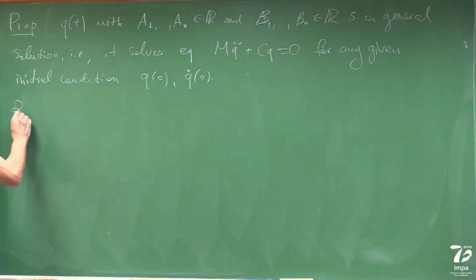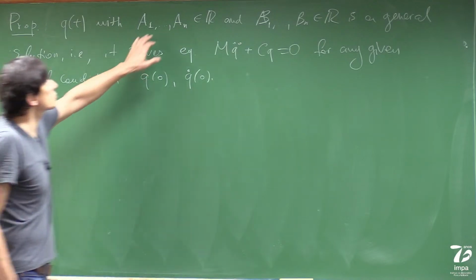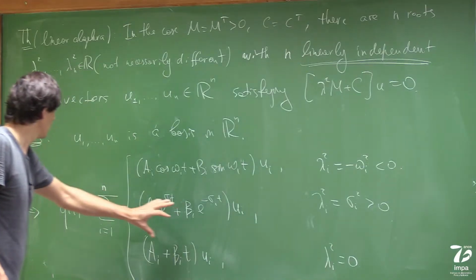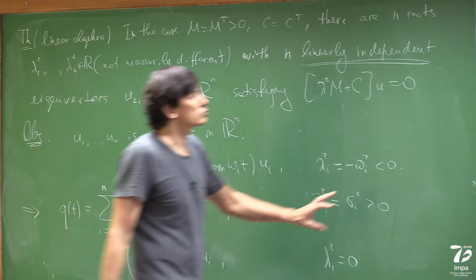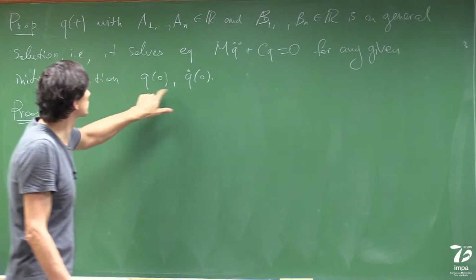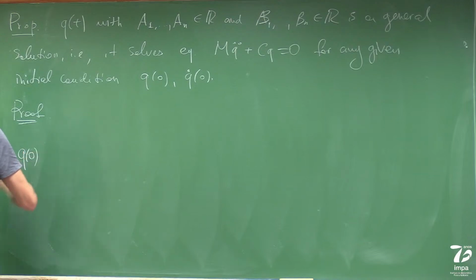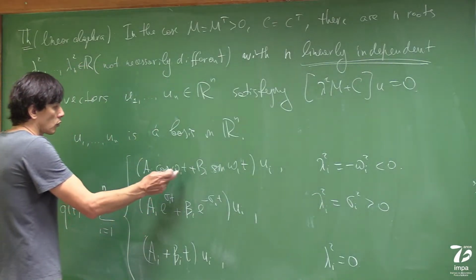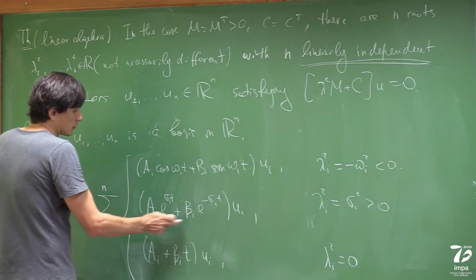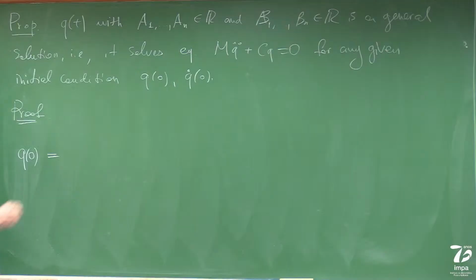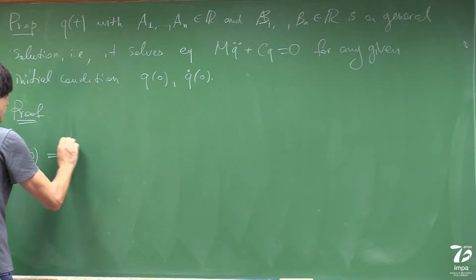Proof. Essentially, what we have to show is that we can choose coefficients A and B. We already know that for all A and B, this is a solution. So all we need to show is that we can choose A and B such that it satisfies the initial condition. So we compute Q(0). You put 0: cosine will be 1, sine will be 0, each of the exponents is 1. So we get a sum.